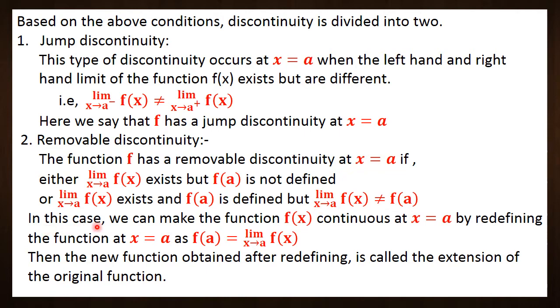In this case, we can make the function f(x) continuous at x = a by redefining the function at x = a as f(a) = the limit as x tends to a of f(x). That is, after finding the value of the limit, we equate that value with f(a). Then the new function obtained after redefining is called the extension of the original function f(x).